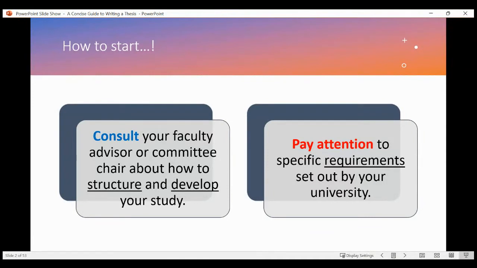But before that, how to start writing your thesis or dissertation. The first step that you need to take is to consult your faculty member or the committee chair about how to structure and develop your study. This is the first step. You sit with your advisor or the committee chair, ask him about everything about the thesis and dissertation, and also pay attention to the requirements set out by your university. But before that, let me ask you just a couple of questions.